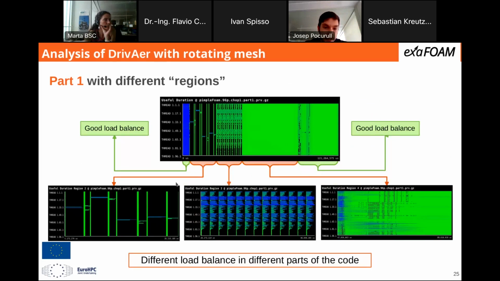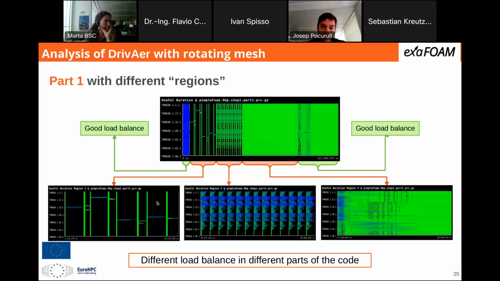And here is a zoom for every one of the three regions, and we see that there is a different load balance in the different regions. It's a different pattern, but there is load imbalance in all three regions. Here we can see that some ranks are executing code alone, because the black part is not executing anything.